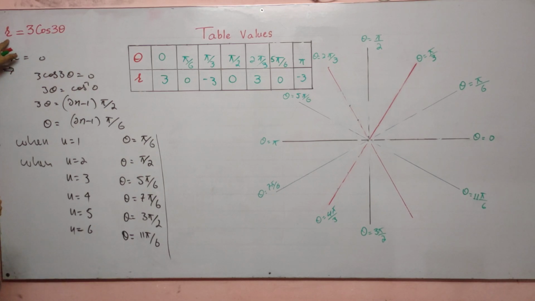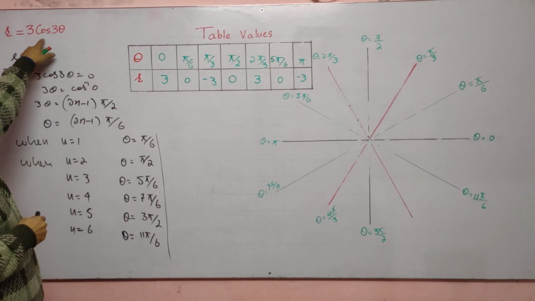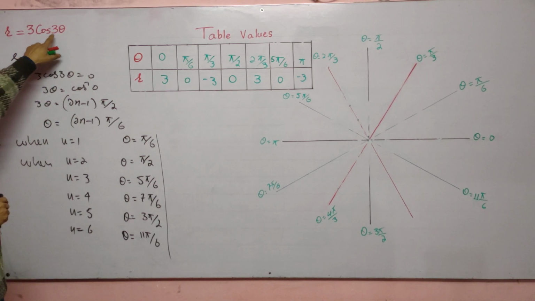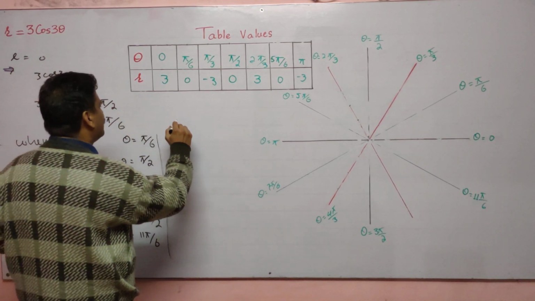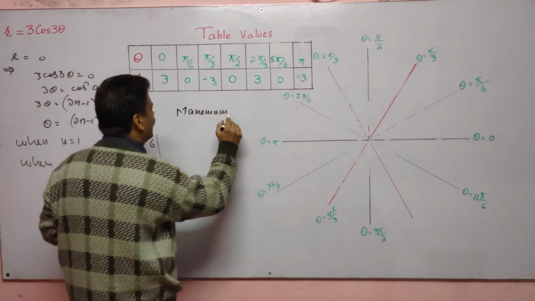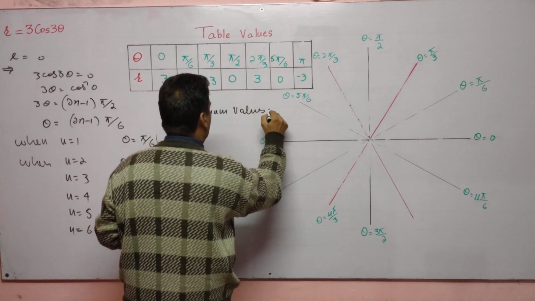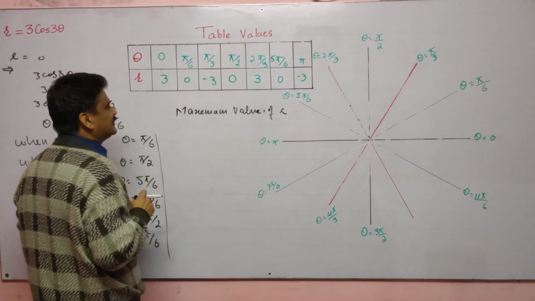The maximum value of r depends upon cos 3θ, and the maximum value of cos 3θ is 1. So the maximum value of r is 3. When r is maximum, which is 3, we will find the value of θ where the value of r is maximum. The maximum value of r is 3.